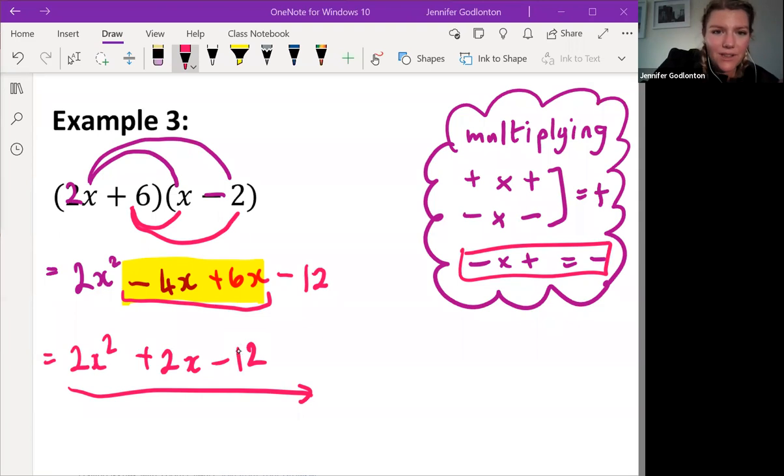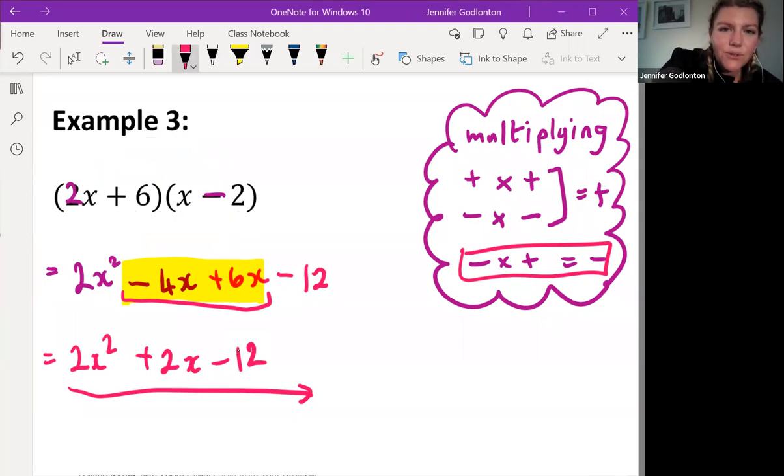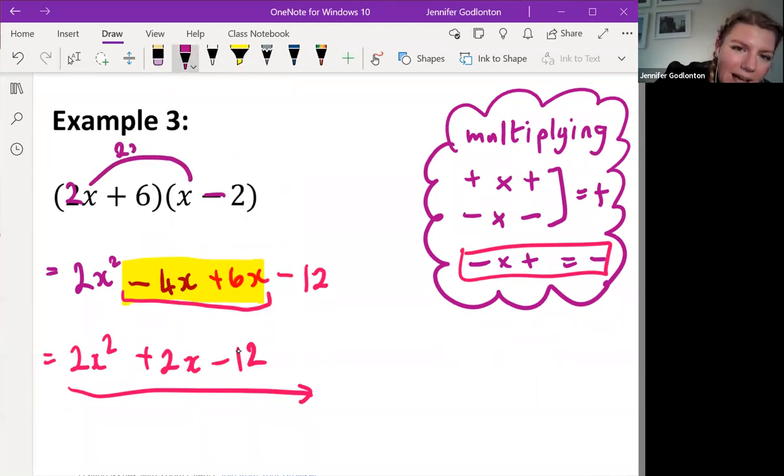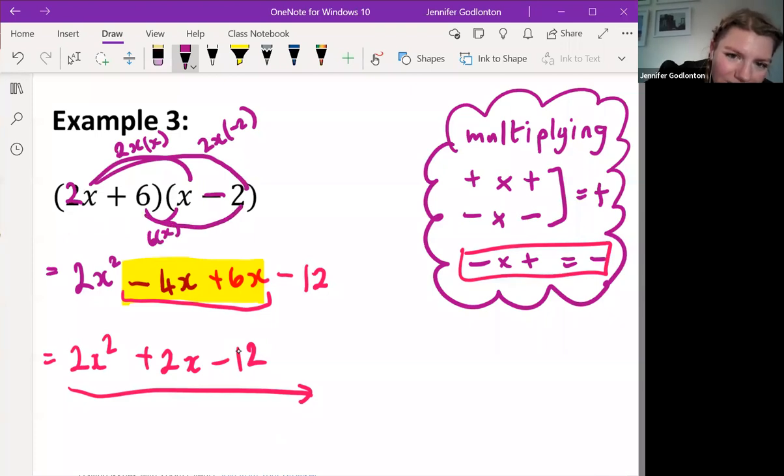You're timesing everything. Okay. So this first one, basically what you're doing to get this first number is you're saying 2x times x. That's what's happening there. And then you're saying 2x times -2. Okay. And then you're saying 6 times x, and then you're saying 6 times -2. So all of them you're multiplying. Okay, thank you, ma'am.